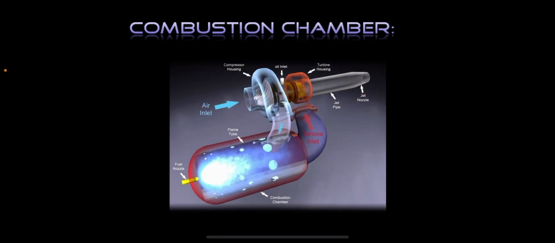The combustion chamber. In a turbojet, the air and fuel mixture passes unconfined through the combustion chamber. As the mixture burns, its temperature increases dramatically. The combustion chamber is usually in the form of cans, which comprise the fuel injector and flame holder.